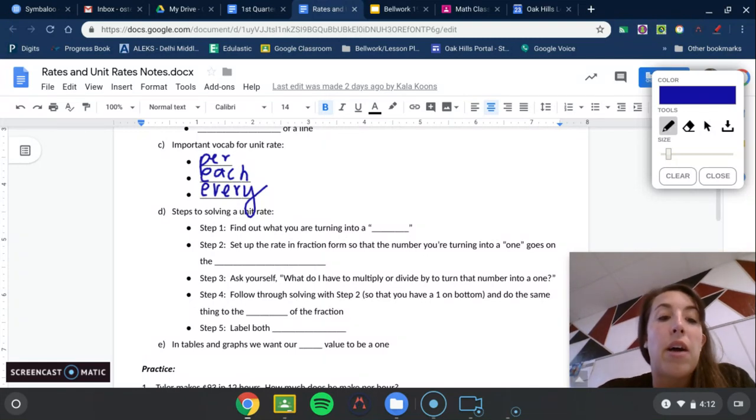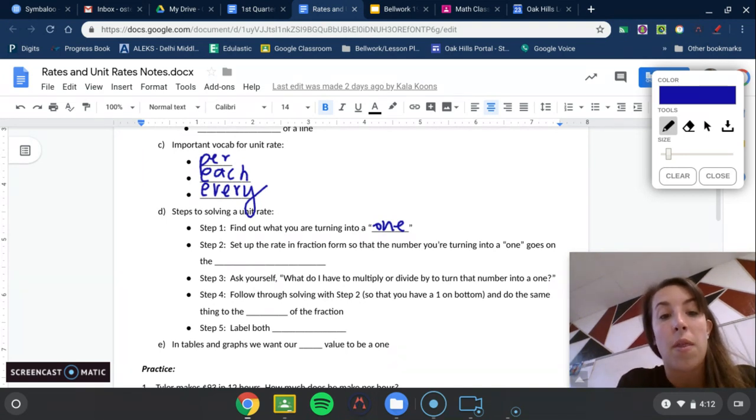Okay, now I'll go over the steps on how to solve a unit rate. First, you need to find out what it is that you're turning into a 1. So what is it that you want to find out 1 of? All right, you're going to set up that rate in a fraction form so that the number you're turning into 1 always goes on the bottom.